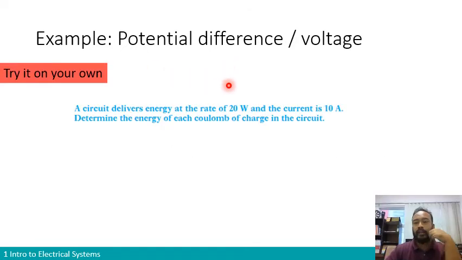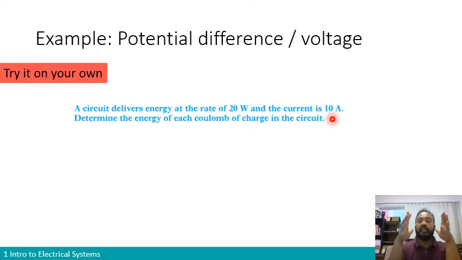So here we have another example of a question related to the potential difference of voltage. So the question asks, if a circuit delivers an energy at the rate of 20 watts, so rate of energy is basically power, so 20 watt means 20 joule per second, energy per second, so that's what we call 20 watt, and the current is 10 amps.